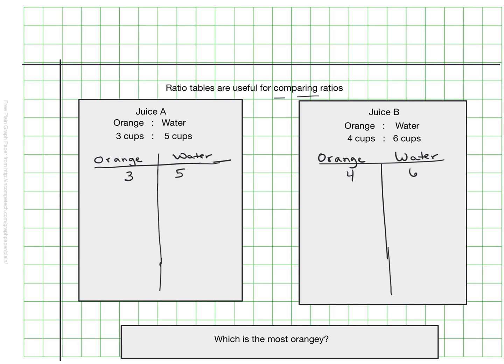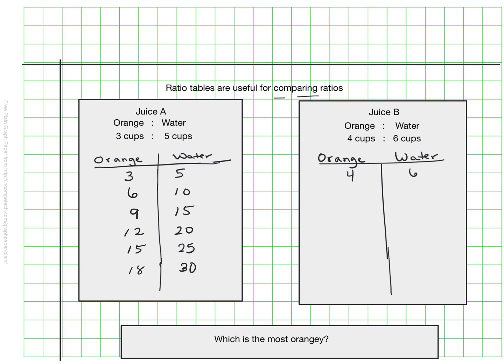I'm going to start by growing this table, right? So I'm going to have twice as much orange, so I need twice as much water. If I have another 3 cups of orange, I need another 5 cups of water, right? Every 3 cups of orange matches up with 5 cups of water. And let me do a few more. Let's see, I would make this 20. 3 more cups of orange would make 5 more cups of water. 3 more cups of orange, I need 5 more cups of water. I'll pause there for a second.